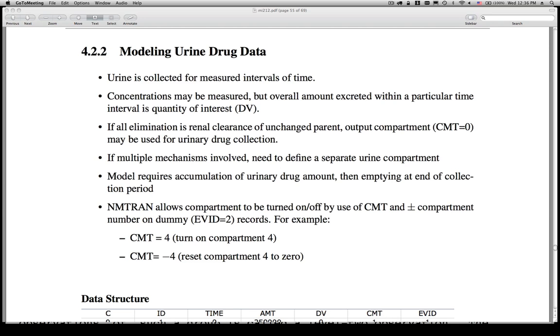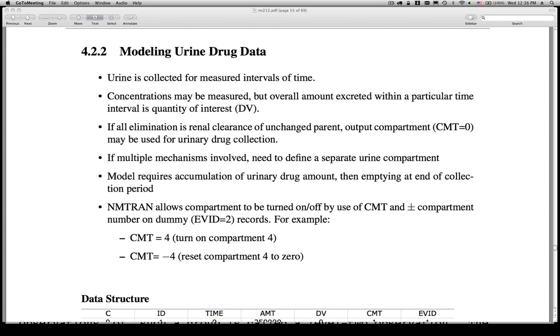So the question is, all compartments are open by default. Is there any compartment closed by default? Yeah, every compartment is on by default, as long as you specify it. You could specify in the $MODEL statement that default is off, but by convention, all compartments are on.